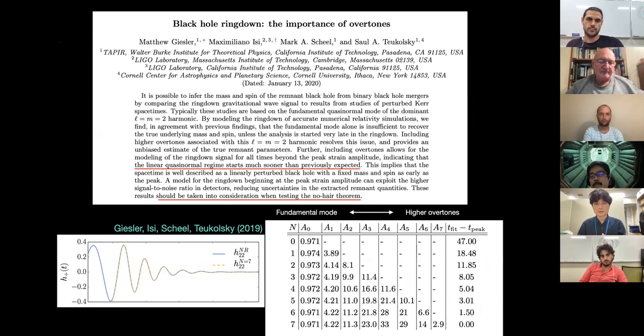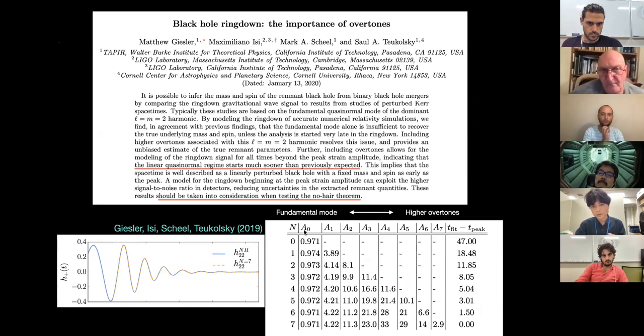And this is another one. They also tried a similar fitting data analysis for clean data produced by numerical relativity. They fit the first 8 quasinormal modes to the numerical relativity waveform and estimated the amplitude for each quasinormal mode. Then they found out that the fourth and fifth overtones are the most significant overtones.